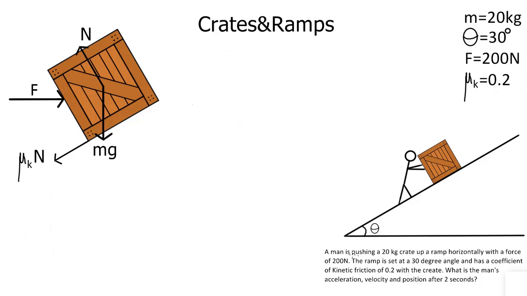But anyway, a man is pushing a 20 kilogram crate up a ramp horizontally with a force of 200 newtons. The ramp is set at a 30-degree angle and has a coefficient of kinetic friction of 0.2 with the crate. What is the man's acceleration, velocity, and position after 2 seconds? So basically we need to get the acceleration, and then we need to get the velocity and position after we know what the acceleration is. The key to this is the acceleration, because we have to do the sum of the forces to find out what the acceleration is, and then go from there.